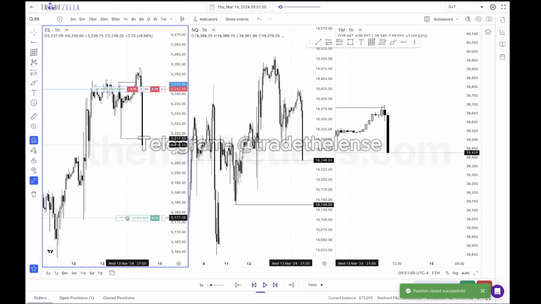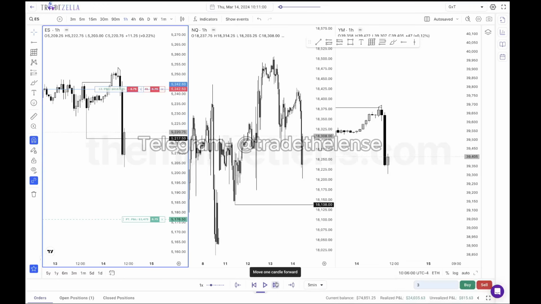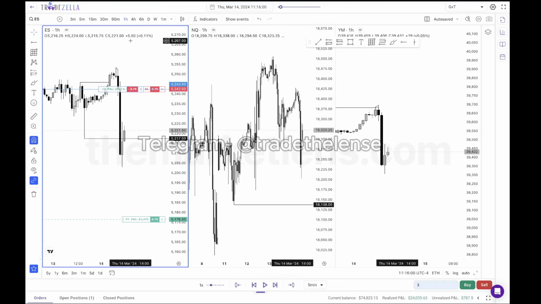So that's just something you have to TP there. It's just too relevant of a level. But we could go down here. If you reverse here, that'd be crazy, honestly. That'd be really stupid.